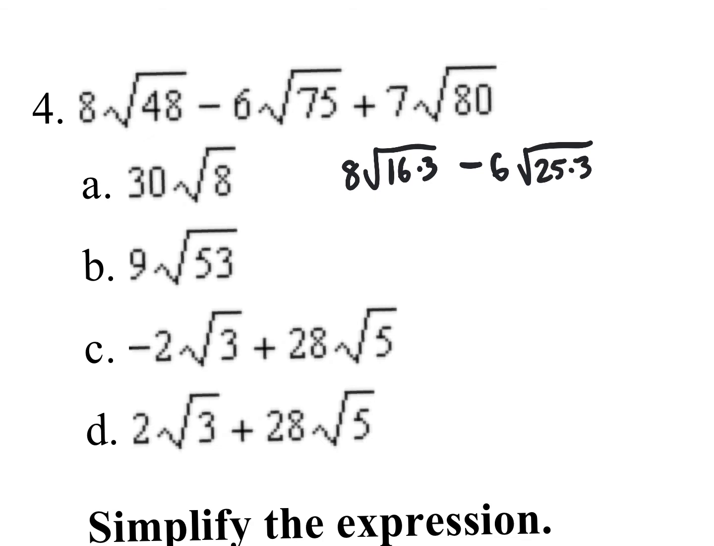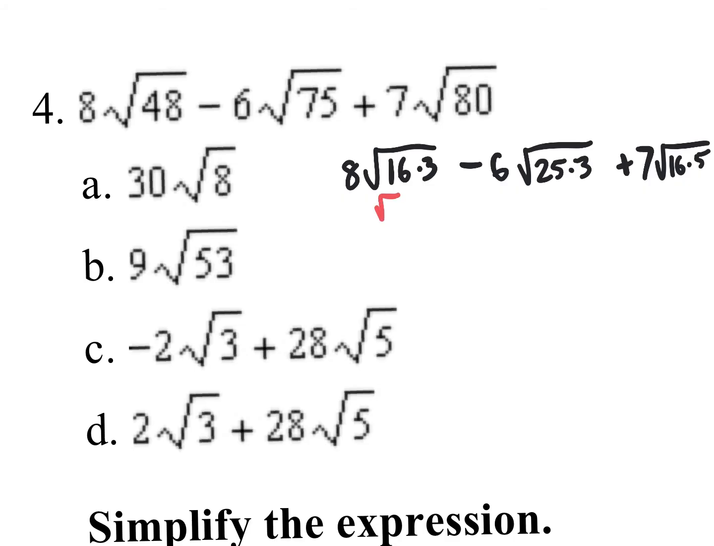25 times 3. And last but not least, we have the plus 7 square root of 80, but 80 is not a perfect square number. So yeah, we could rewrite it as 4 times 20, but take a couple more seconds and think of a higher perfect square number, like 16 times 5. That also gives you 80. And of course, you could use a calculator. So now let's split these roots and simplify these radicals, okay?